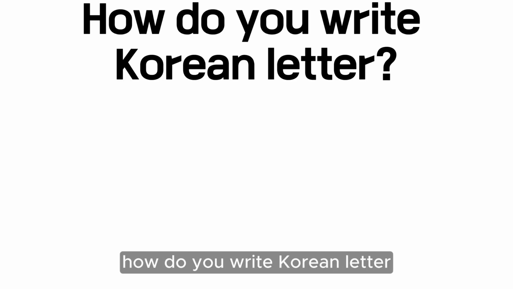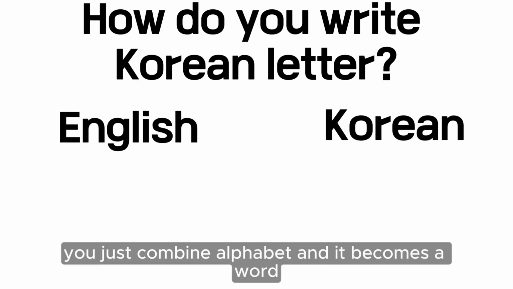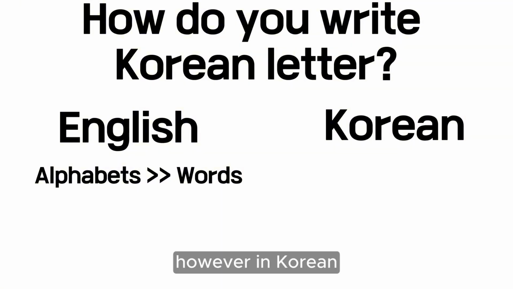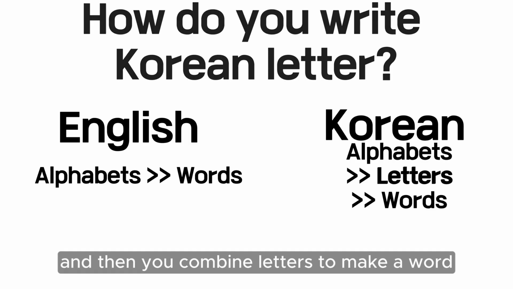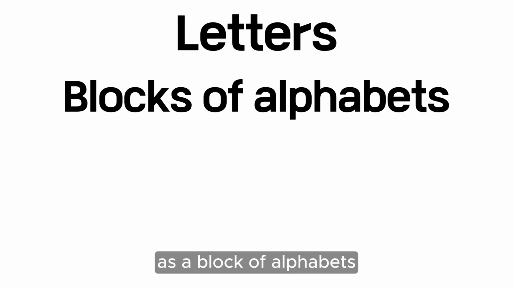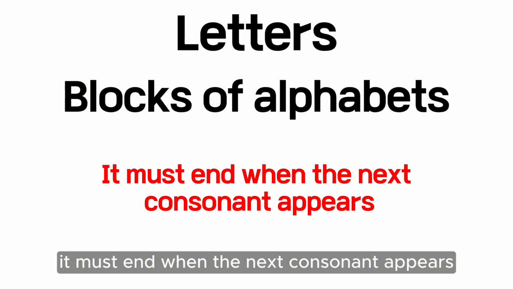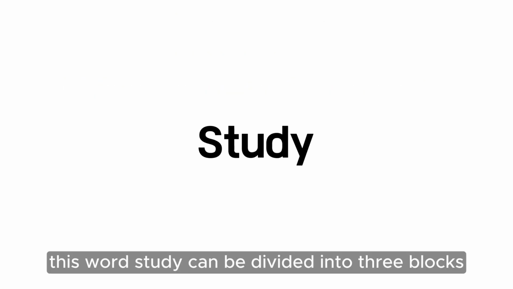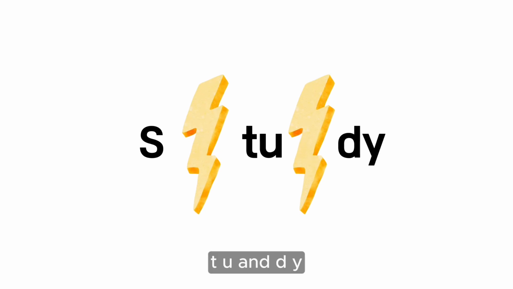Now that you've mastered the chart, there's just one more step to go. How do you write a Korean letter? This is where it gets a little different from English. For English, you just combine alphabets and it becomes a word. However, in Korean, you combine alphabets to make a letter, and then you combine letters to make a word. This might be a little tricky, but just think of a letter as a block of alphabets. But this block has one rule. It must end when the next consonant appears. For example, the word study can be divided into three blocks, S, TU, and DY, as T ends the S block and D ends the TU block.